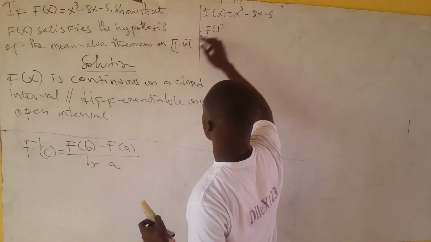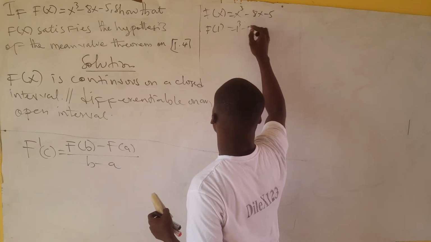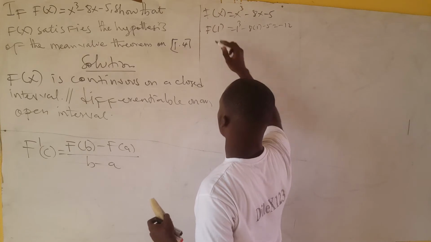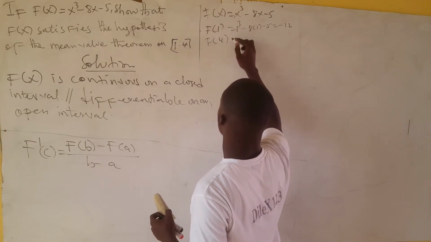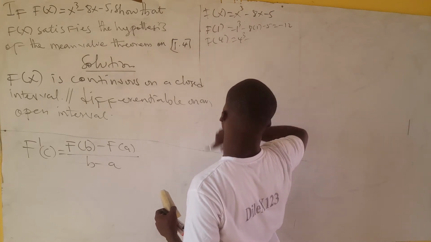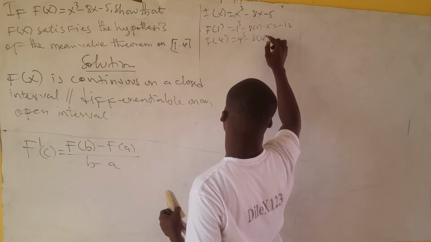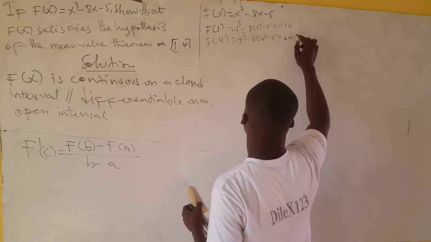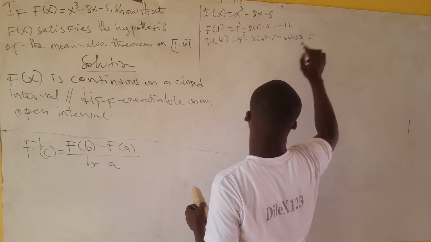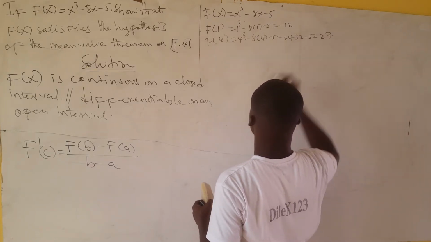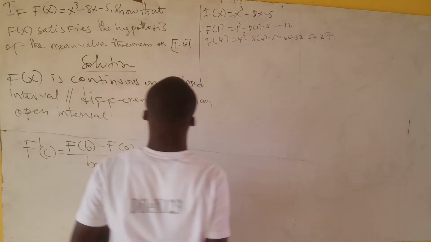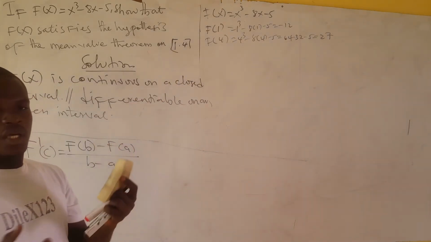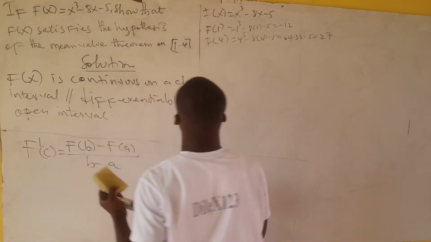So we test for f of 1. That's 1 cubed minus 8 into bracket 1 minus 5. That's negative 4. Then we also test for 4. That will be 4 cubed minus 8 times 4 minus 5. So 4 cubed is 64, minus 32, minus 5. That will give us 27. So it means that the function is continuous, since we've been able to get the answers for f of 1 and f of 4.